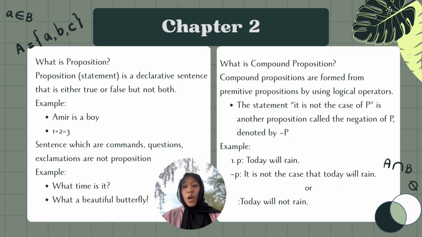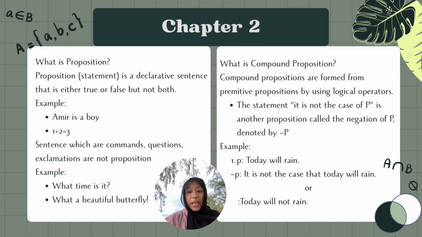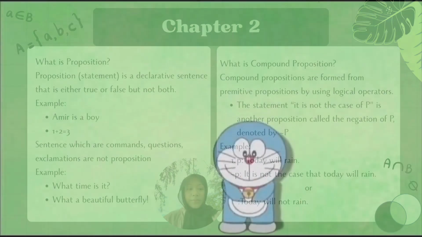So, next, what is a compound proposition? Compound propositions are formed from primitive propositions by using logical operators. The statement "it is not the case that P" is another proposition called the negation of P, denoted by ¬P. For example, P: today will rain. Negation P: it is not the case that today will rain, or today will not rain.